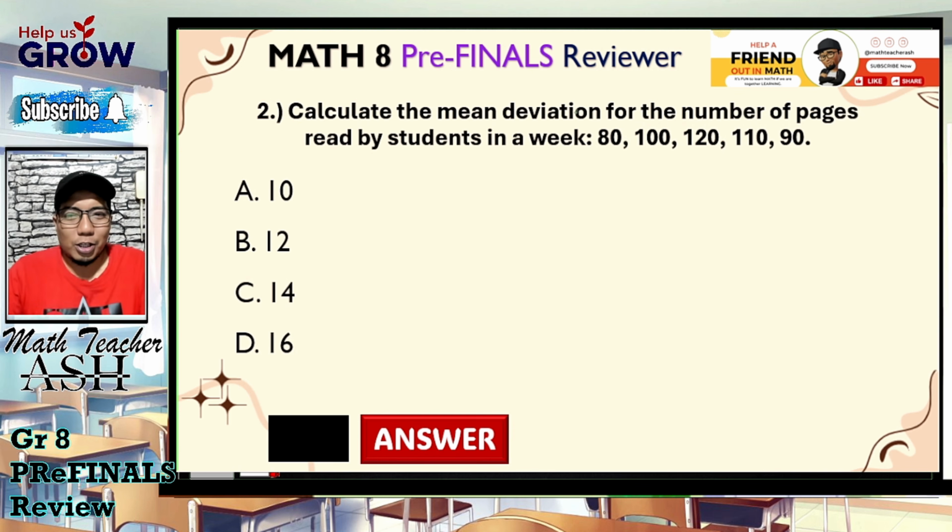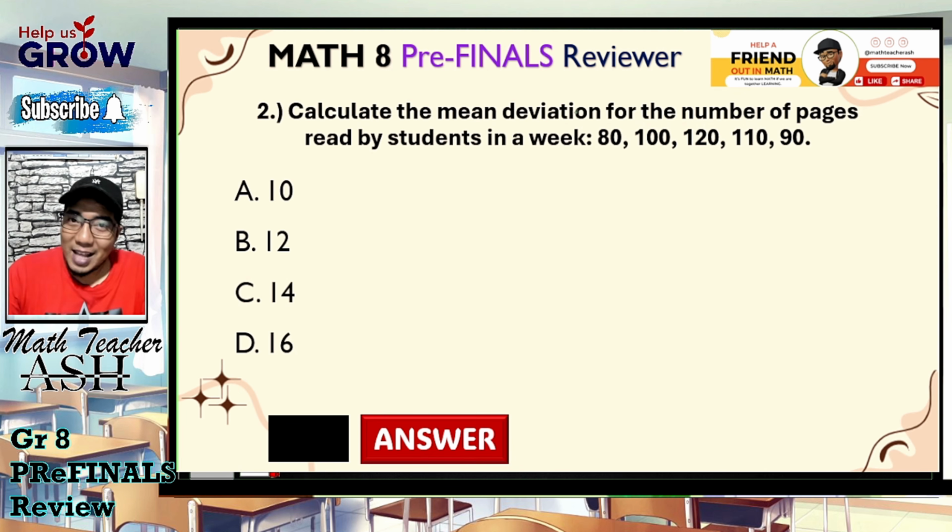Alright, my dear math learners, in order for us to know about the mean deviation, first, what we need to do is to get the mean of the given data. So we have here 80, 100, 120, 110, and 90. So what we do is we add them. Adding them, that would be a total of 500. Since there are 5 values here, we divide the 500 by 5. So we have the mean value, which is equal to 100.